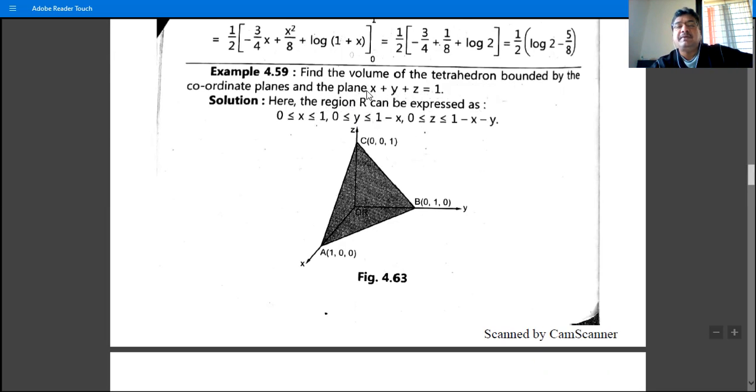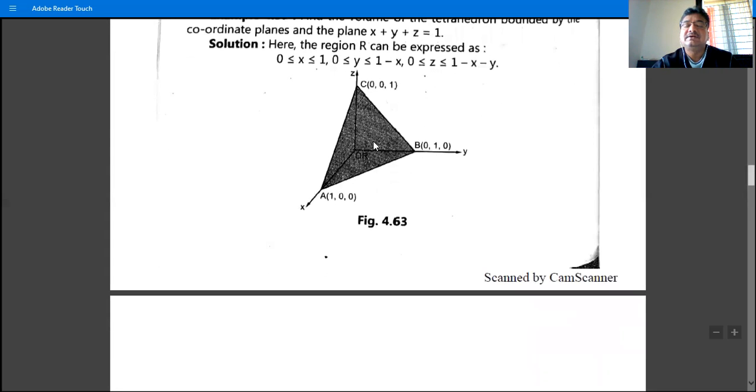Or instead of this process, we can also apply the following. First, find the value of x, that is 1 minus y minus z, as the upper limit, and the lower limit is 0. Then substitute x as 0 and find the value of y, that is 1 minus z as the upper limit, and the lower limit is 0. And then substitute x and y as 0, then the limit of z is 1, therefore 1 is the upper limit and the lower limit is 0. So either apply this procedure or the other procedure.